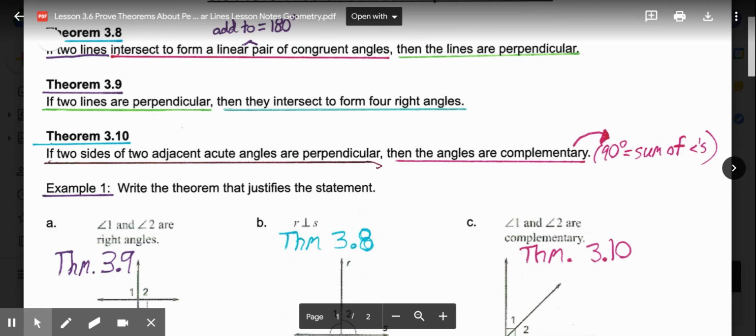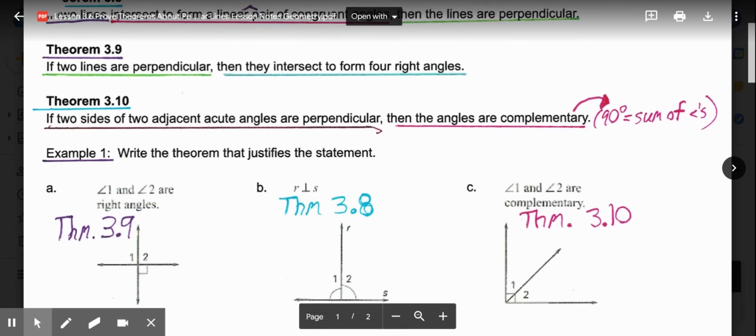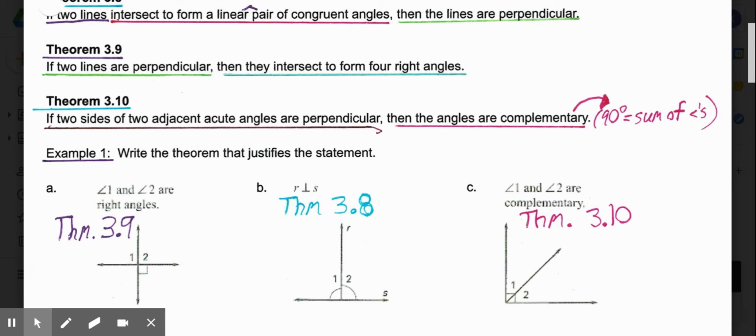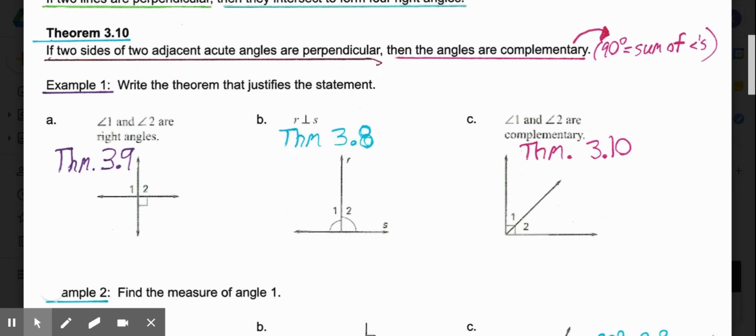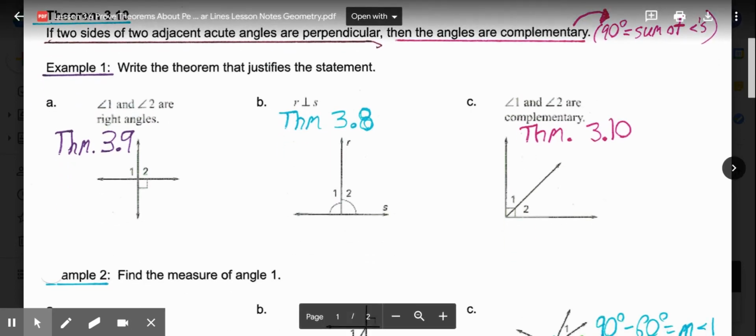So, example 1 helps us visualize these three theorems. So it says, write the theorem that justifies the statement. So in this first image here for A, we have angles 1, 2, and then the right angle down here. Well, what we know here is if this is a right angle, then it's a vertical angle with 1, making that a right angle. 1 and 2 are linear pairs, so that's a right angle.